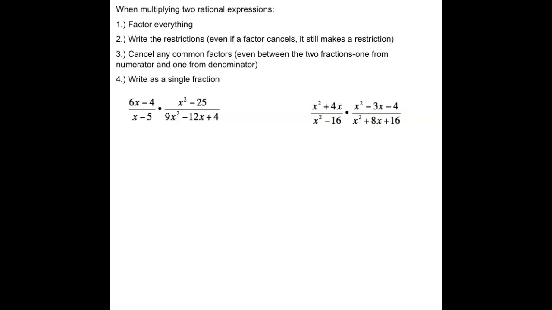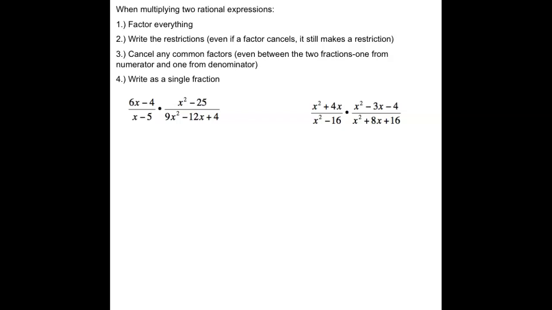All right, so that's simplifying, where we just have a single rational expression and we're trying to reduce it. Now we're going to shift to multiplying two rational expressions. The first step is to factor everything. We cannot do any kind of reducing until we have them in factored form. So we're going to factor everything.